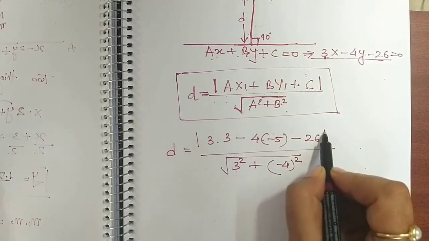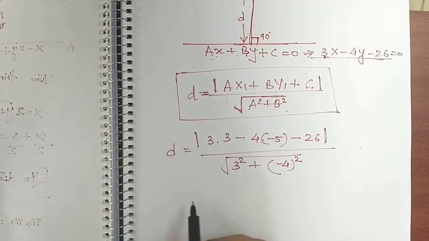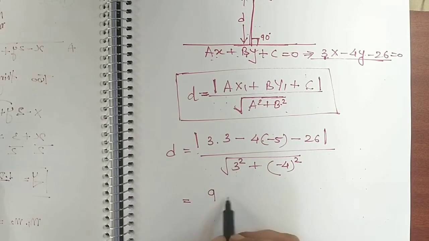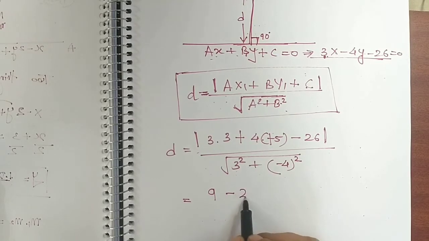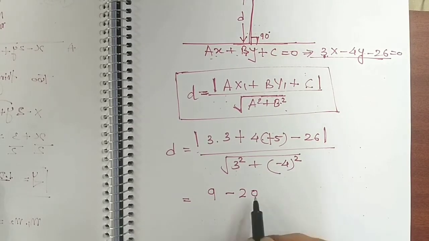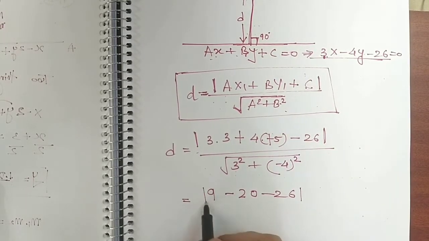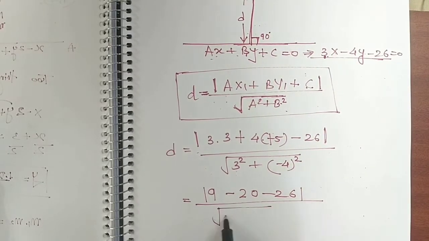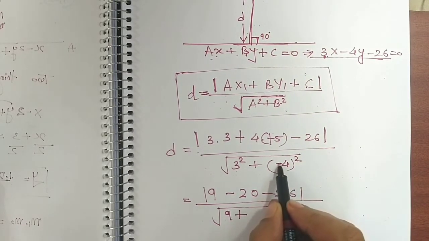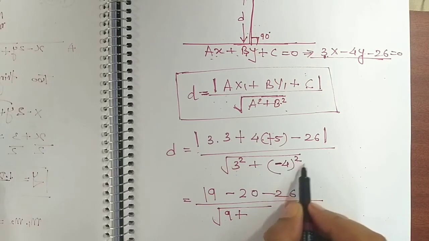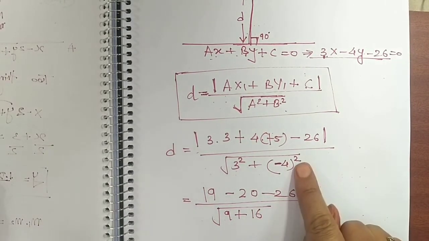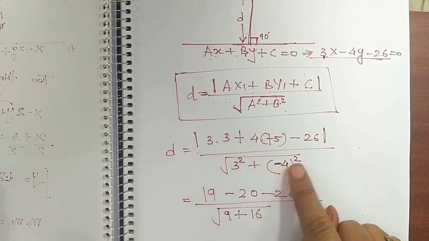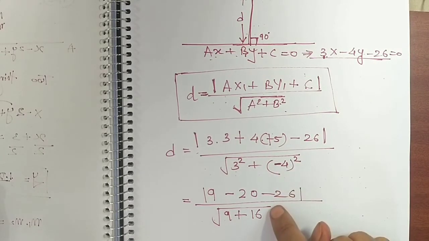And mod. Don't forget this mod, guys. So this will be 3 3s are 9, minus this minus is plus, 4 5s are 20. Then minus 26 mod by root of 9 plus, if minus in square becomes plus, right? 4 square. If it is even power, it becomes plus, odd power becomes minus. So I'm getting this.